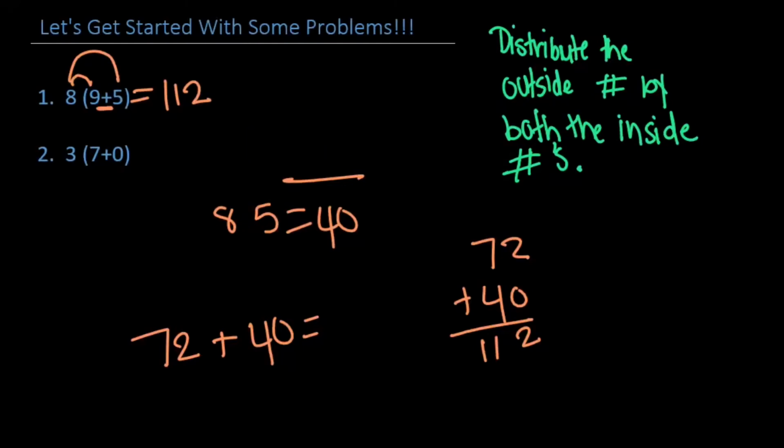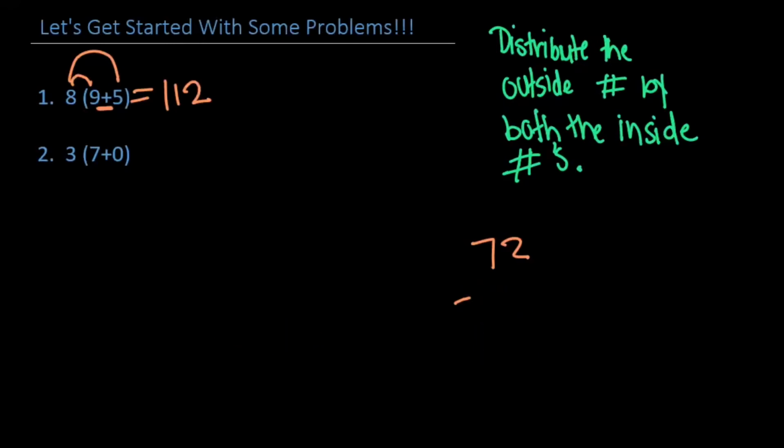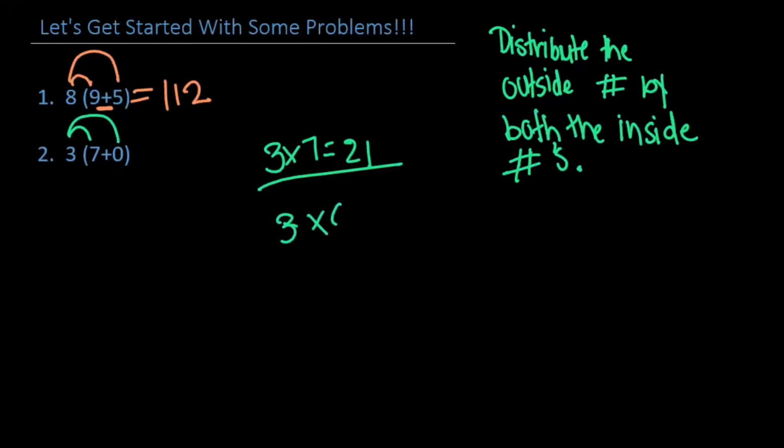All right, let's go to the second problem. The second problem is 3 times the quantity 7 plus 0. So we're going to use the same exact method we used for the previous problem. The first step is 3 times 7. 3 times 7 is equal to 21. And then the second step is 3 times 0. 3 times 0 is equal to 0. Remember guys, any number times 0 is equal to 0.